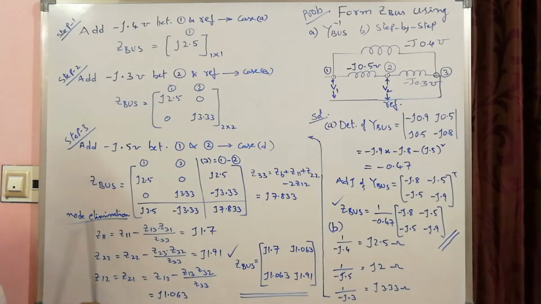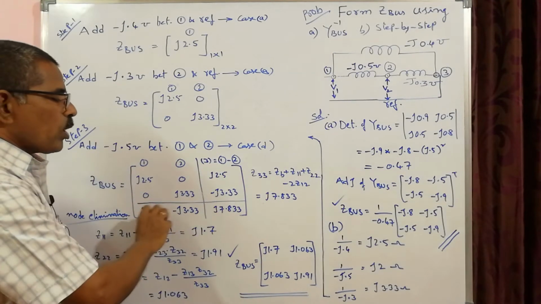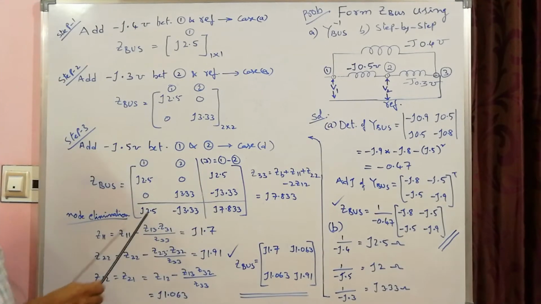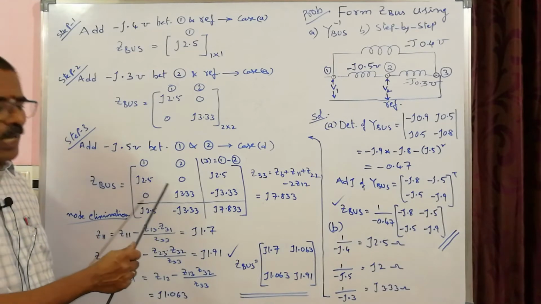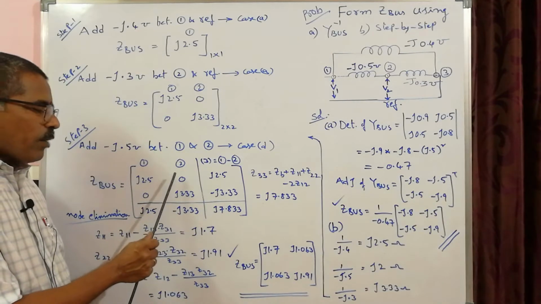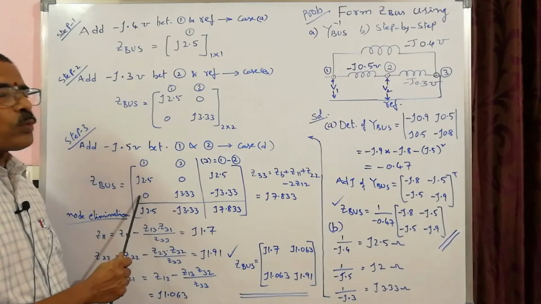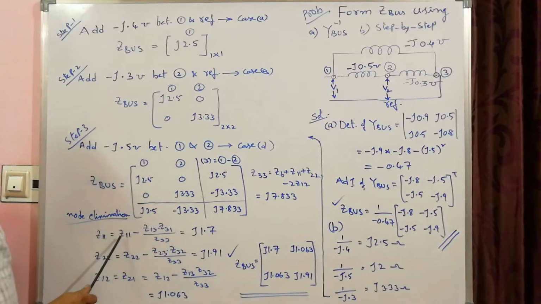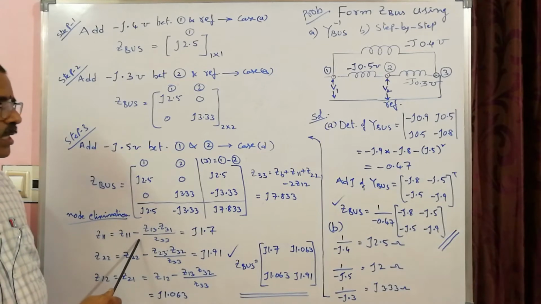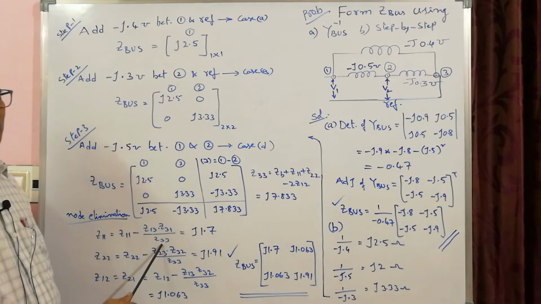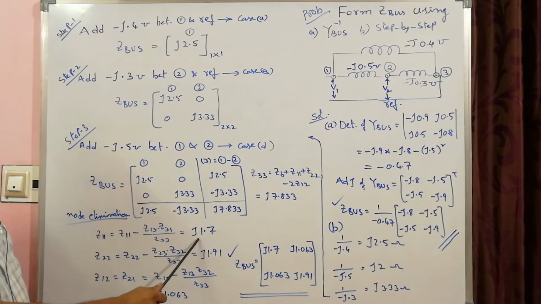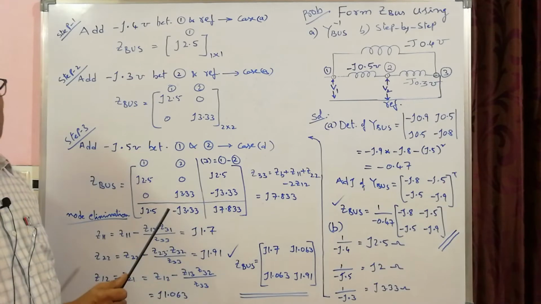Now, node elimination. What this node elimination says? This row and column, they get eliminated once you update all these 4 values. So, 4 values means actually 3 calculations are required. Z11 new is to be obtained, Z22 new is to be obtained, likewise Z12 new, which is same as Z21 new. So, Z11 new is Z11 old minus Z13 Z31 divided by Z33. So, substitute all these values, it yields J 1.7.